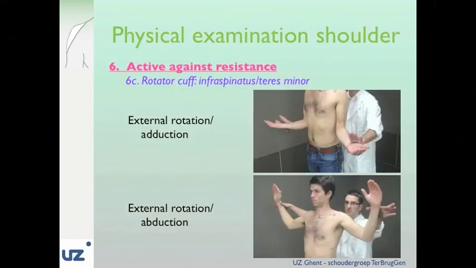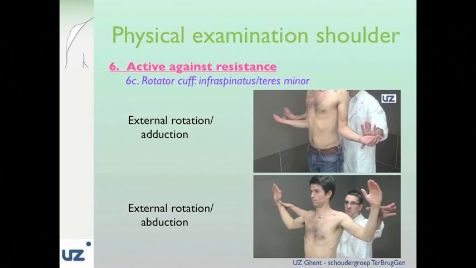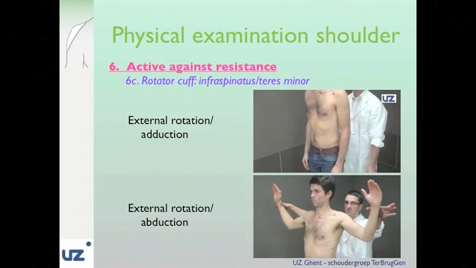Next, infraspinatus and teres minor can be tested by performing external rotation against resistance. During the first test, the elbow is flexed to 90 degrees and the arm is brought in external rotation. First, it is checked if the patient can hold this position. Next, external rotation is attempted while the examiner actively resists this by holding the elbow to the patient's side.